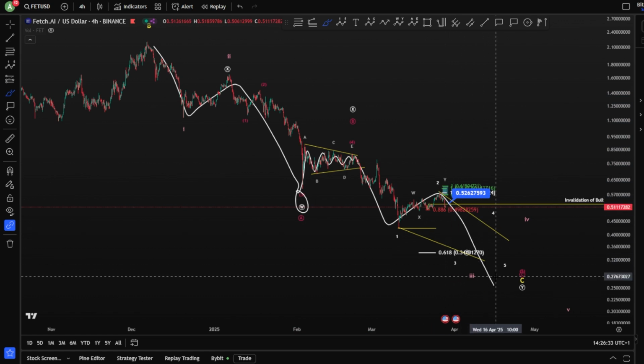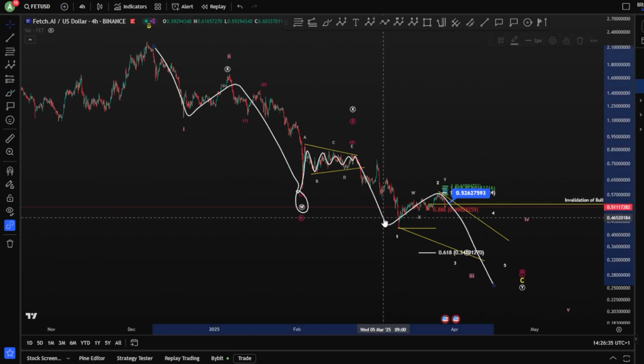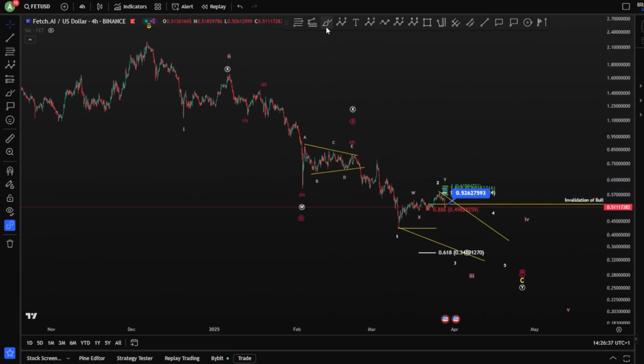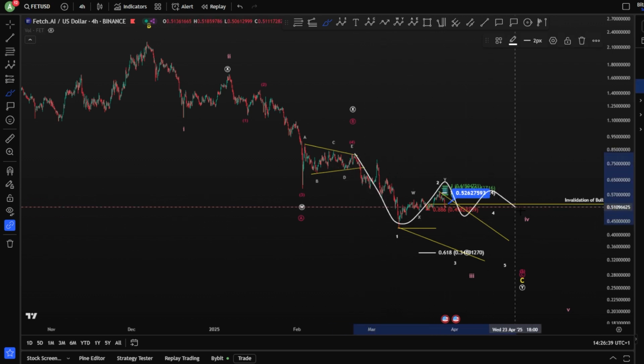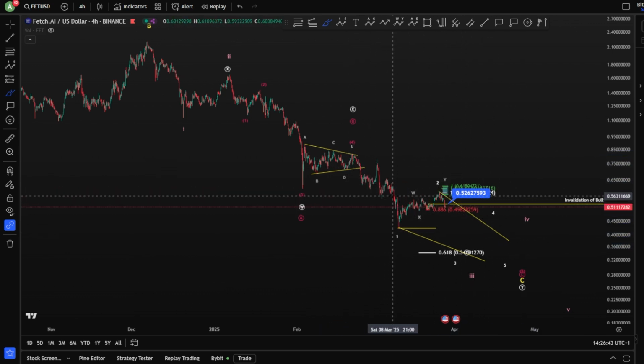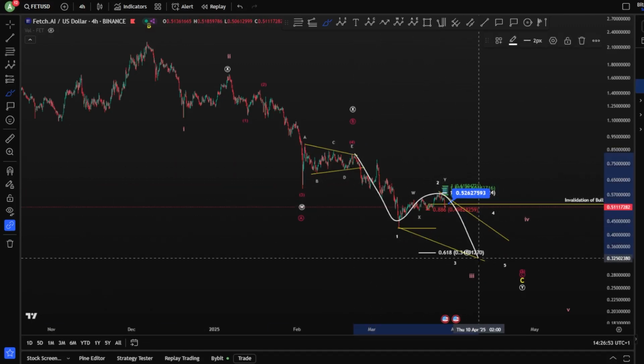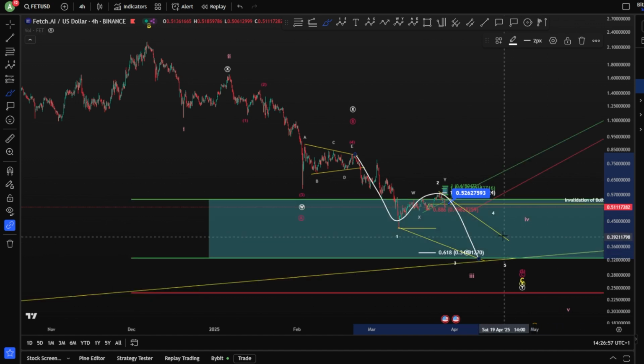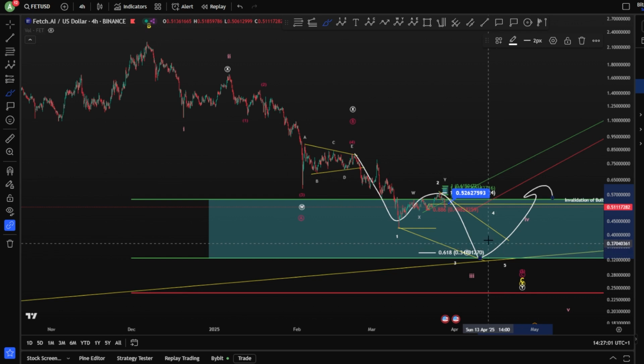If we get a wave Y here as a zigzag, or as a flat, it doesn't matter, because the wave Y can be a triangle, can be a zigzag, can be a flat, it can be anything. Meaning right now, if we are looking for a zigzag, which is the worst case scenario for bearish, it's going to end up again inside the blue box and then moving towards the upside.